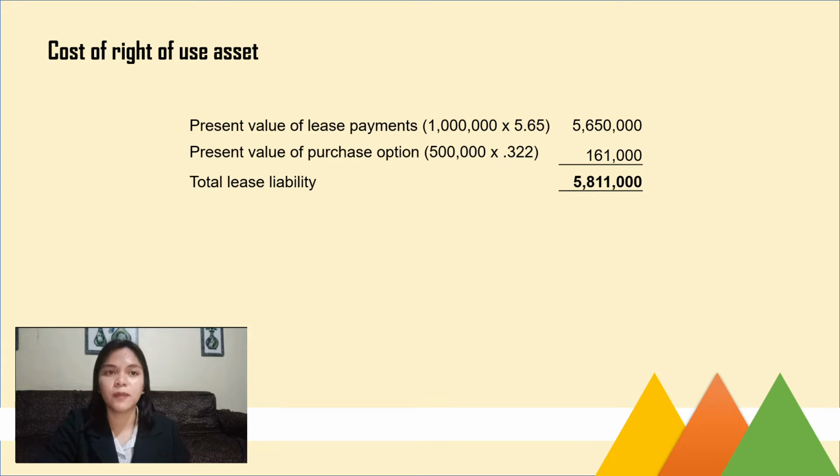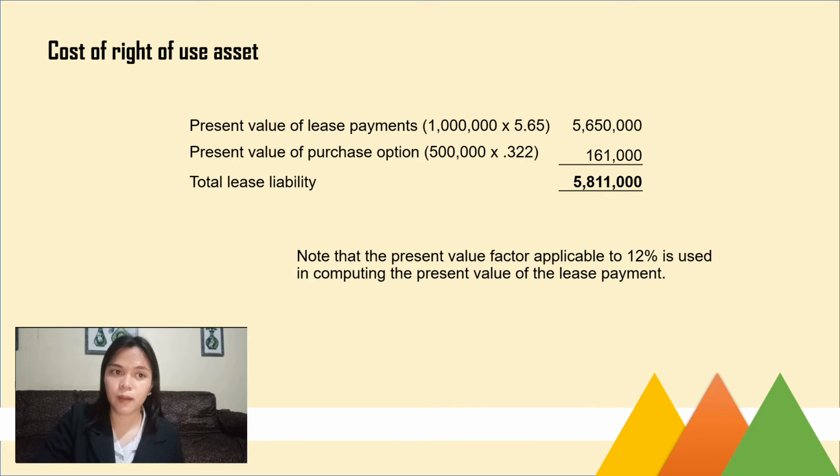So, 5,650,000 plus 161,000 is equals to 5,811,000. So, yun na yun, yung total lease liability. Note that the present value factor applicable to 12% is used in computing the present value of the lease payment. So, the lease payments shall be discounted using the 12% implicit interest rate.